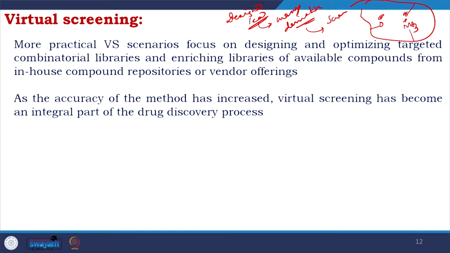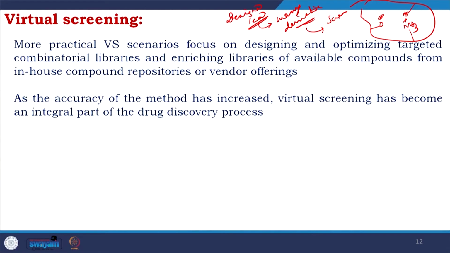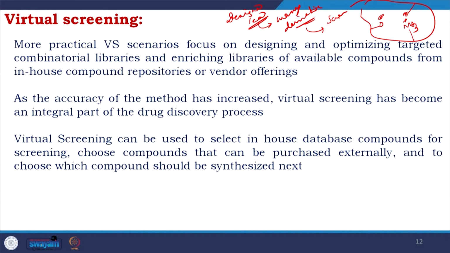As the accuracy of the method has increased, with more and more compounds coming into the database, with more and more structures solved, with more and more biochemical, biophysical information available, and with more and more predictive modeling, the accuracy of virtual screening increased. It became an integral part of the drug discovery process, because it is what we dreamed about. Virtual screening can be used to select in-house database compounds for screening, choose compounds that can be purchased externally, and choose which compounds should be synthesized next.